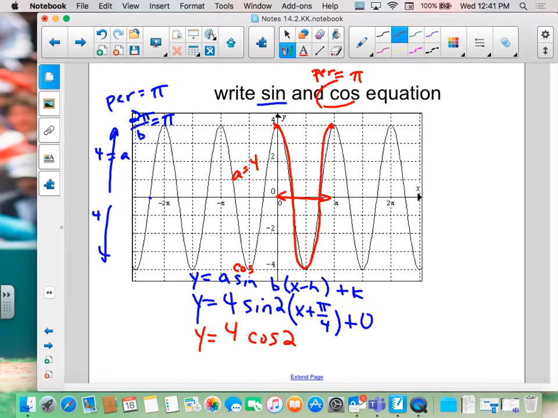Now this one has no vertical shift. There is no h because it started right here. So I don't have to put anything in parentheses. And this one started at 0, 4, the amplitude. I did not have a vertical shift.